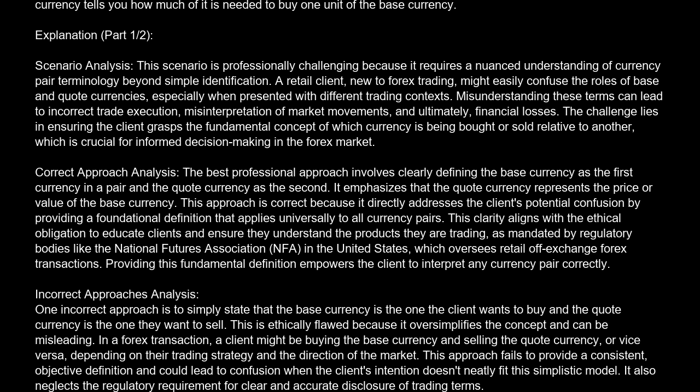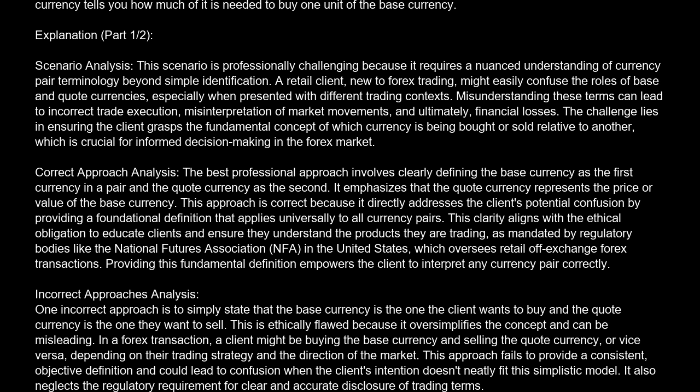Incorrect approaches analysis. One incorrect approach is to simply state that the base currency is the one the client wants to buy, and the quote currency is the one they want to sell. This is ethically flawed because it oversimplifies the concept and can be misleading. In a Forex transaction, a client might be buying the base currency and selling the quote currency, or vice versa, depending on their trading strategy and the direction of the market. This approach fails to provide a consistent, objective definition and could lead to confusion when the client's intention doesn't neatly fit this simplistic model. It also neglects the regulatory requirement for clear and accurate disclosure of trading terms.